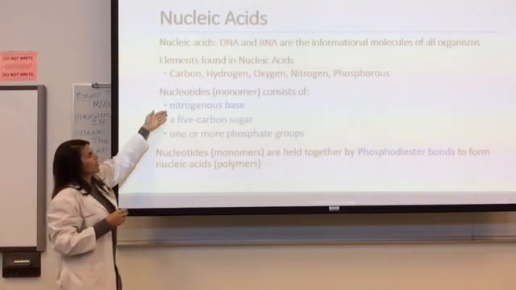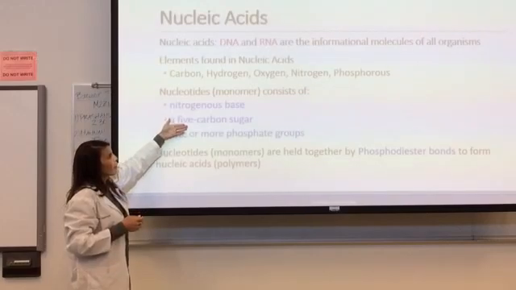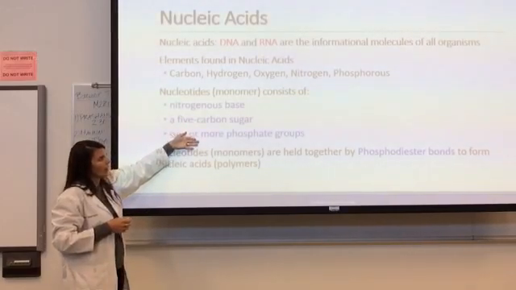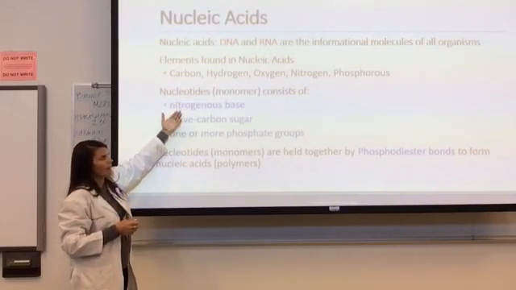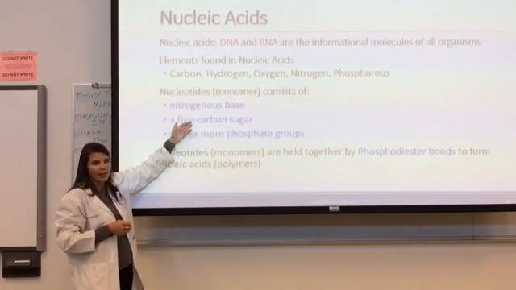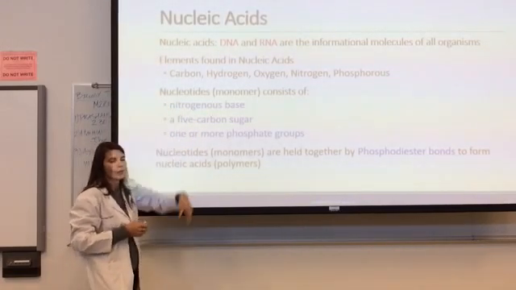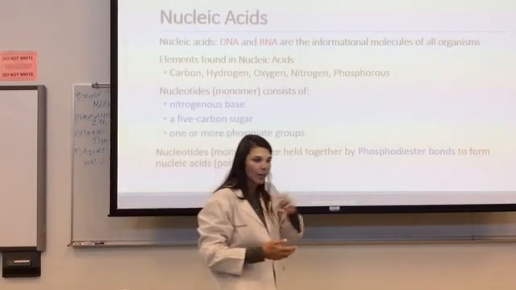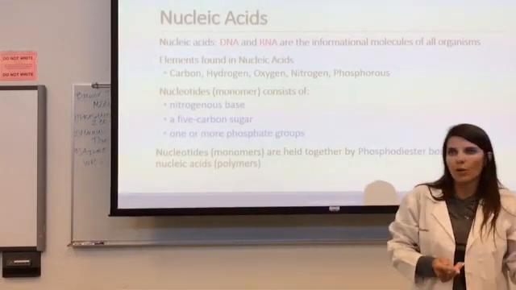So we have the nitrogen-containing base, then we have a 5-carbon sugar, then we have a phosphate. So we have sugar, phosphate, and a nitrogen base. The sugar, phosphate, and the nitrogen base are the 3 parts of a nucleotide. And a nucleotide is the monomer for a nucleic acid.